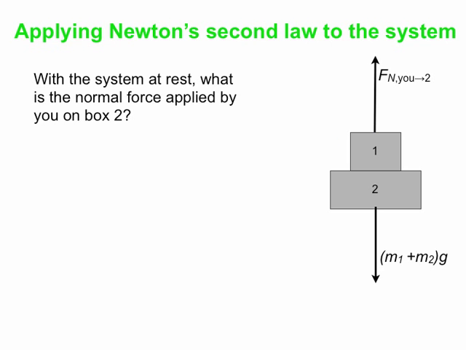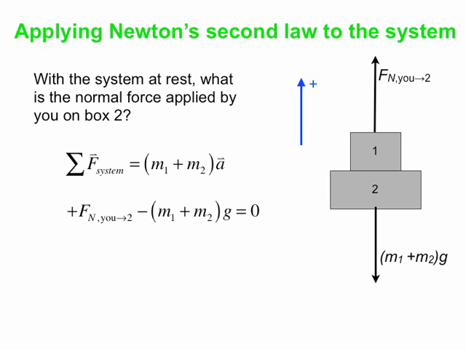How about the normal force applied by u on box 2 if we analyze the system free body diagram? This time, the sum of all the forces acting on the system, added up as vectors, is the total mass of the system, m1 plus m2, multiplied by its acceleration. Again, up is positive, so Fnu on 2 is a positive force minus the downward gravitational force, m1 plus m2 times g, equals 0. Rearrange and solve for that normal force.